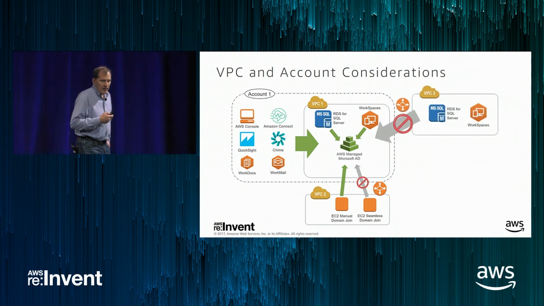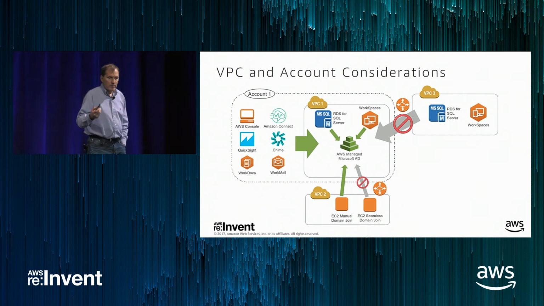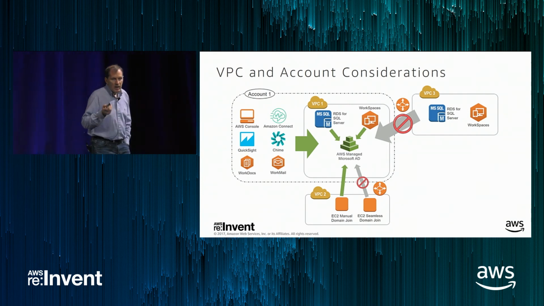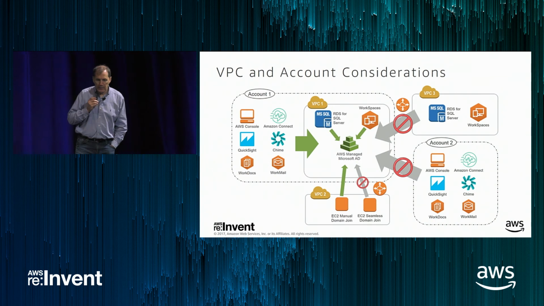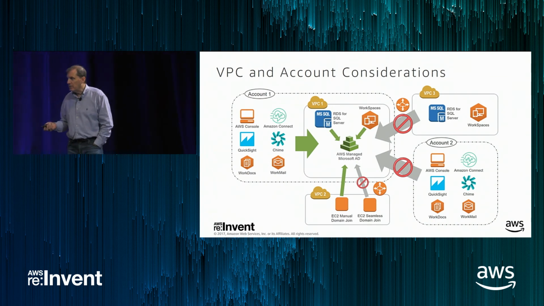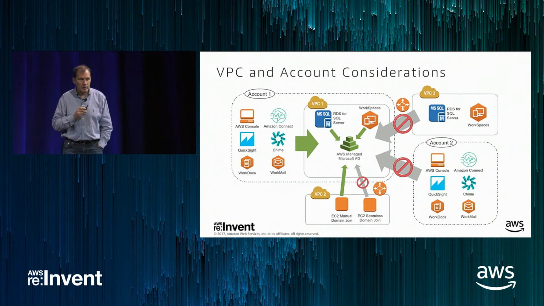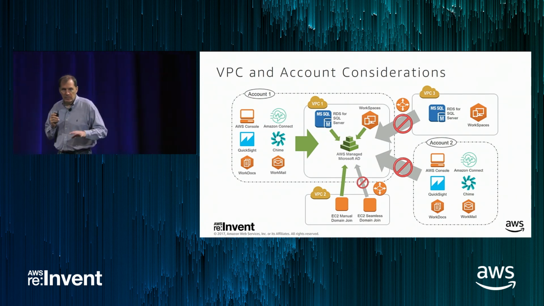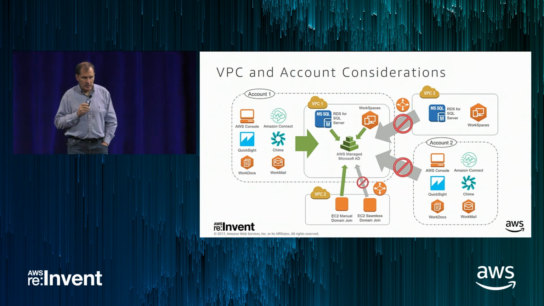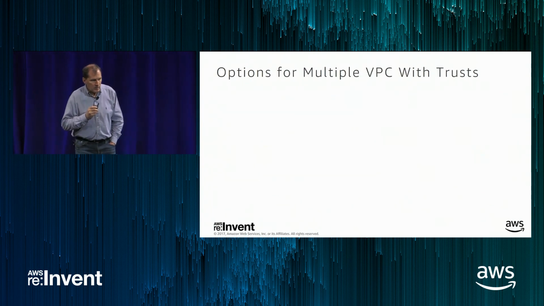Now, if you have a different VPC and you try and put RDS SQL Server in it and peer it, that will not work. And if you have the applications in a different account, they will not be able to work with that directory at this point. So those are some considerations around how the accounts work. All right.